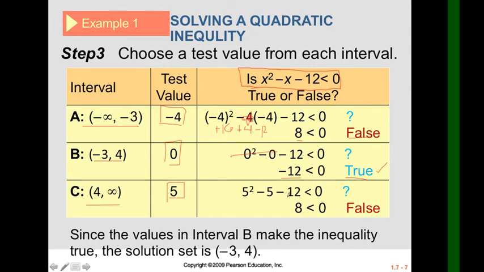So, we have 5 squared minus 5 minus 12. And 5 squared is what? 25. So we have 25, right? And then negative 5 plus negative 12 is negative 17. So 25 minus 17 is positive 8. So 8 is less than 0? That's false. So, ang true lang is yung letter B, interval B. Therefore, since the values in interval B make the inequality true, the solution set is negative 3 and 4. Okay? So, yun yung ating answer for this particular example.